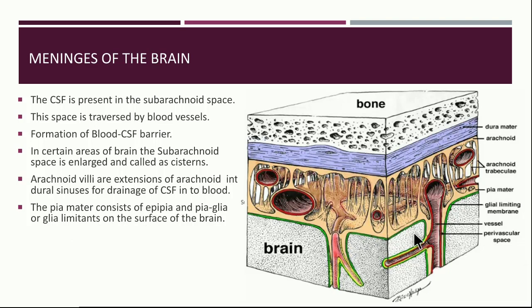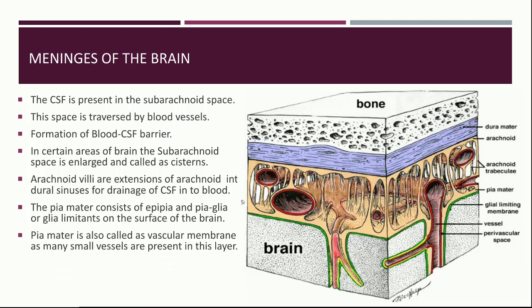Now, I told you the pia mater is mainly made up of gap junctions, and when they reflect over the surface of the brain, you can see the blood vessels also traveling with them. So tiny blood vessels are present. So when you remove the pia mater along with these tiny blood vessels, the outer glial limiting membrane comes as one single layer, and that is why the pia mater is also called the vascular membrane.